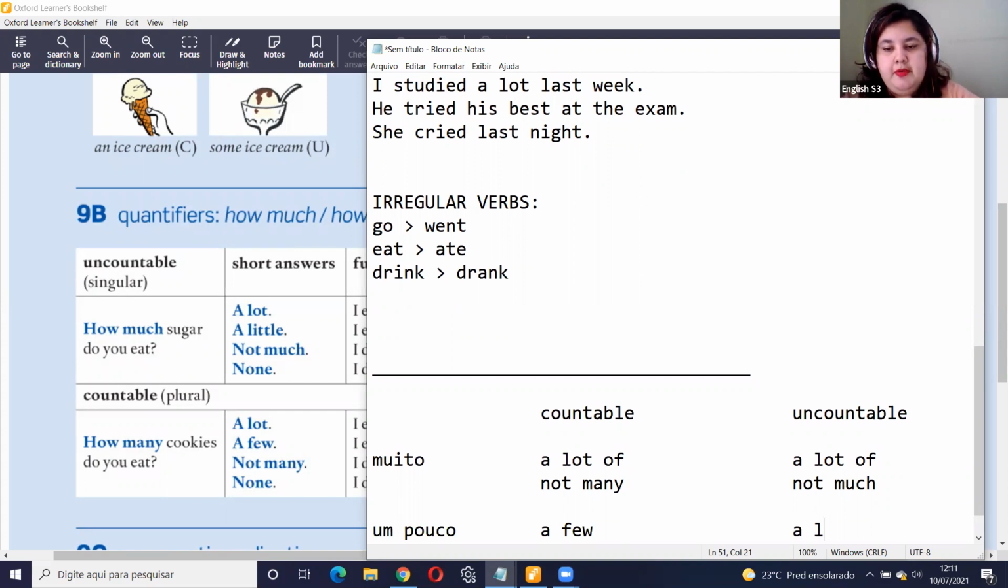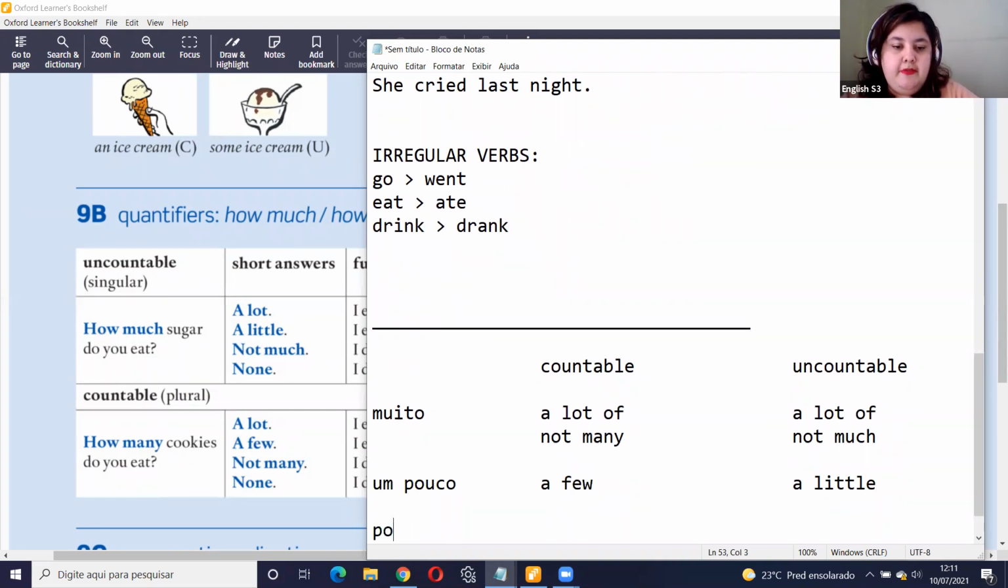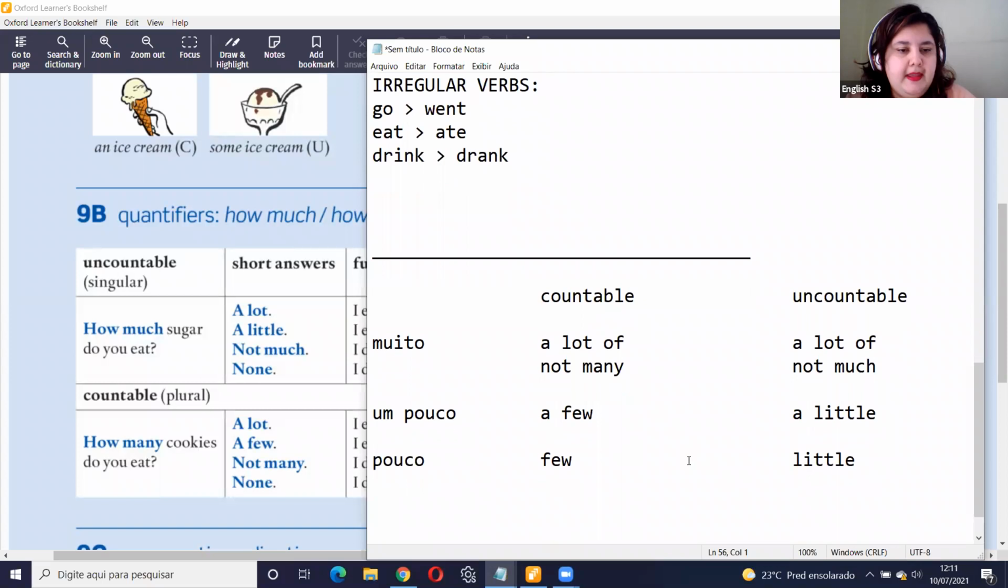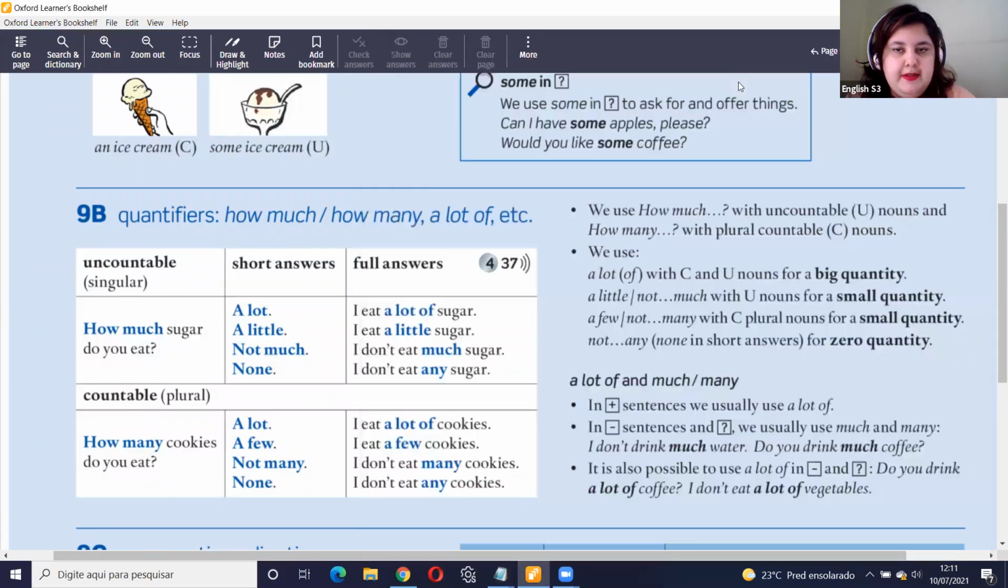If you mean pouco, you have to say a few, if it's countable. And if it's uncountable, a little. For example, I have a few friends, I have a little money. And if you mean pouco, you need to say few or little. I have a few friends, just 2, and I have little money, just 2 reais. Okay? That's the main difference between them.